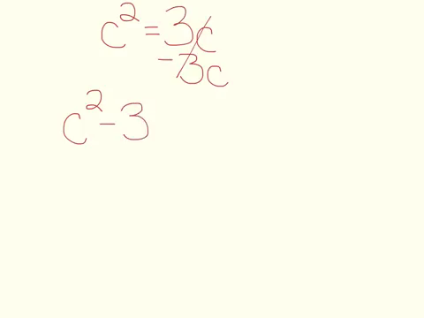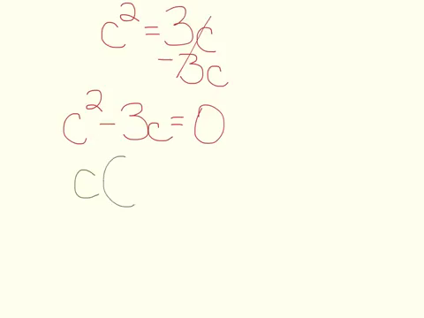Let's do one more example that looks a little bit different. So we have c squared equals 3c. What you first need to do here is subtract 3c from each side so that you can get 0 on one side of the equation. So let's subtract 3c from here. And so we're going to have c squared minus 3c equals 0. So now to solve for this, you want to solve as if this were a factored equation. So you have to factor it.